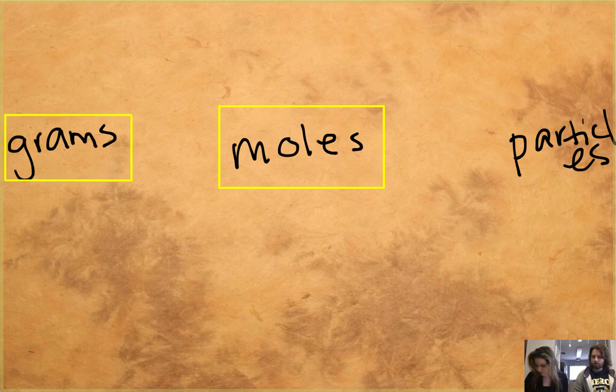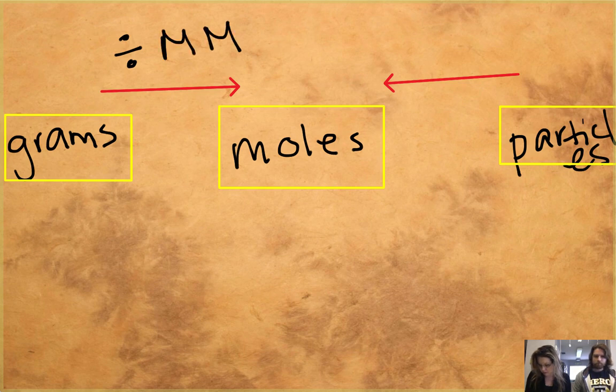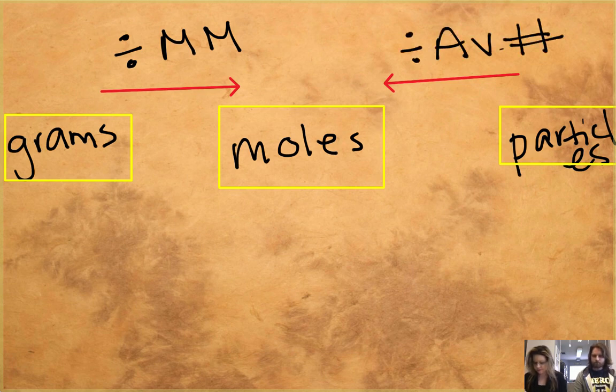So, if you remember from our other practices, anytime you're going to moles, we're dividing. Okay, towards moles we're dividing. So if I'm going this way or I'm going this way, I'm going to be dividing. So if I'm going from grams to moles, what am I dividing by? Grams to moles you divide by molar mass. Now if I'm going from particles to moles, I'm dividing by Avogadro's number. Okay, so you're always dividing because you want to end with moles, so moles goes in the numerator, the top of your train tracks.